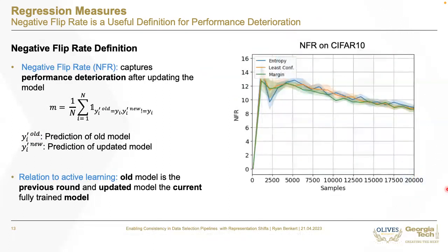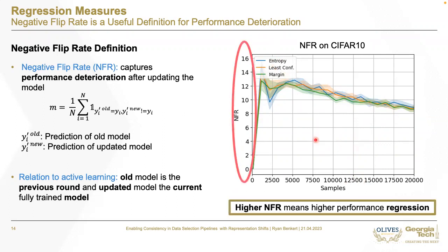And the way this really looks when you do this in practice, this is an active learning run on CIFAR-10 with these 3 different acquisition functions: entropy, least confidence, and margin. On the x-axis, you can see the size of the labeled training data, right? So it increases over time. We're annotating new samples and adding them, right? And on the y-axis, you can see the negative flip rate. And in this case, it decreases over an increasing size of the training samples.